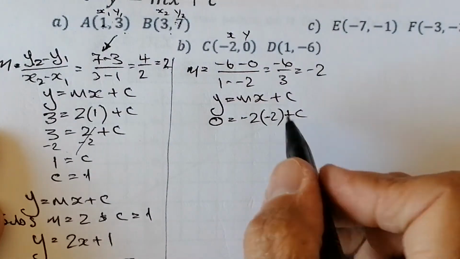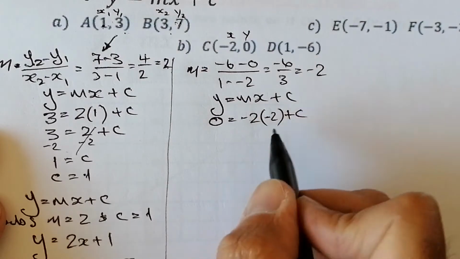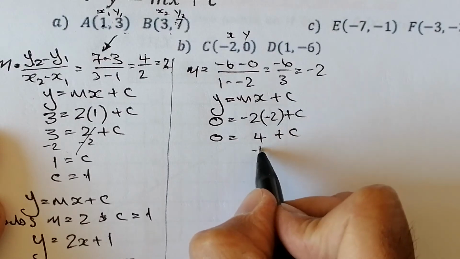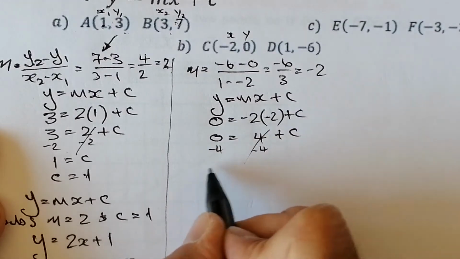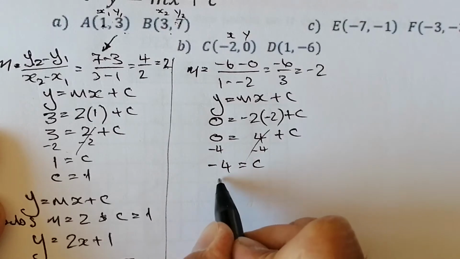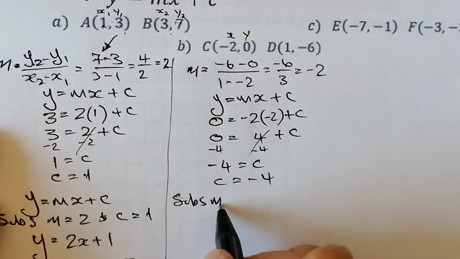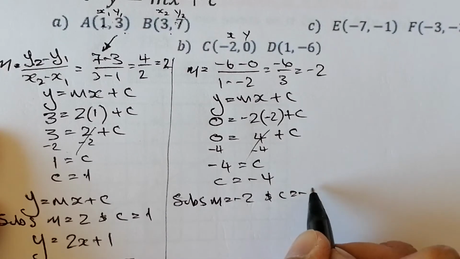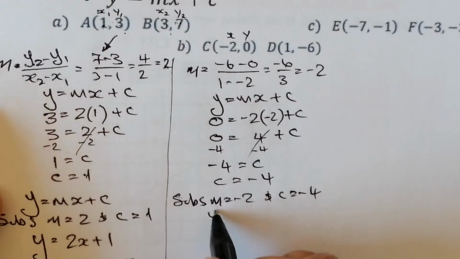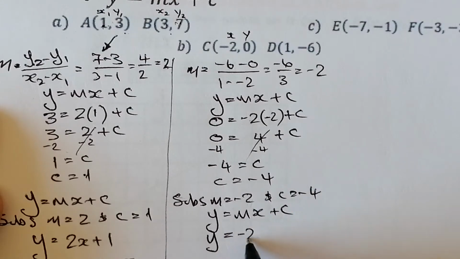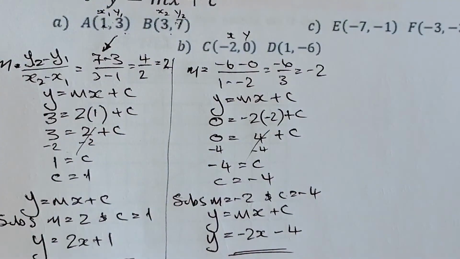Okay, and I just need to be careful with my negative numbers. So negative 2 times negative 2 gives me a positive number, so that will give me a 4 that's there. And then all I'll do is take 4 away from each side, which eliminates that one, so that gives me minus 4 equals c, or c equals minus 4. I'll then substitute what I've worked out, the gradient of minus 2 and the c value of minus 4, into y equals mx plus c again. Right, so here we go. y is equal to minus 2x minus 4. There we go. That's the way we would do that.